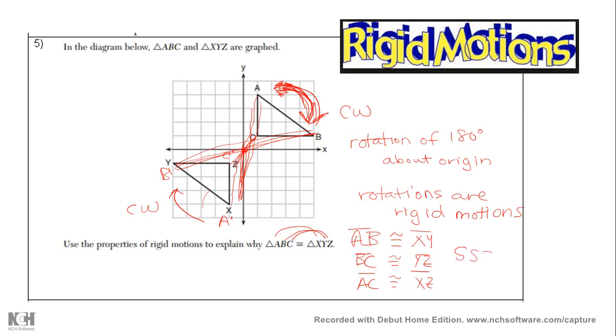So by side-side-side congruence theorem, these two triangles are in fact congruent.